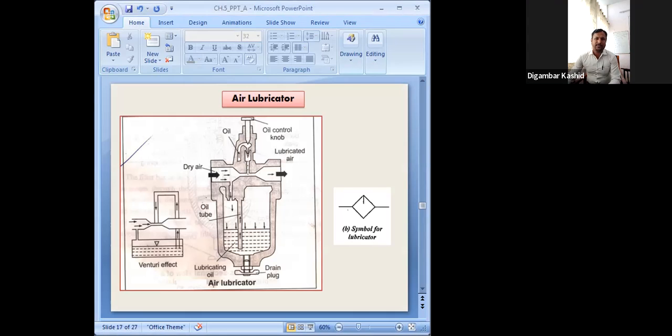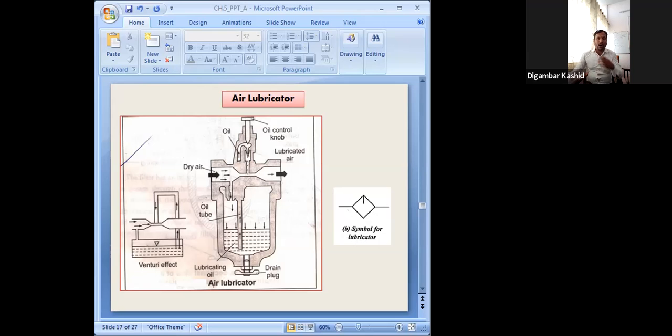Dry air will come from here, then it will mix here. Oil will be sucked by this oil tube. Why? Because of the pressure difference between the upper and lower chamber. To control the oil, here we have the oil control knob. It will mix with the dry air, and the lubricated air will go outside through this port.